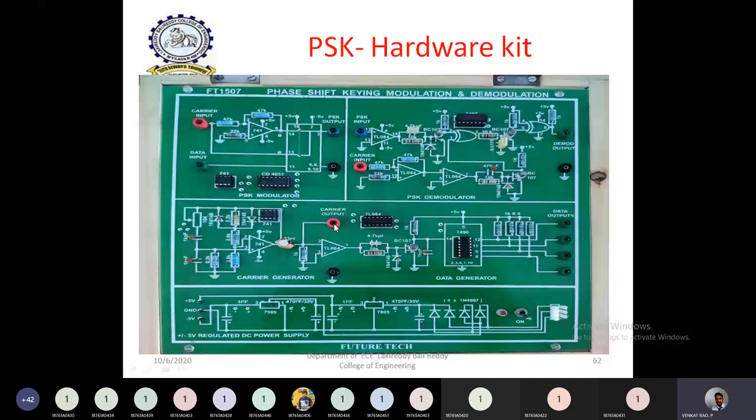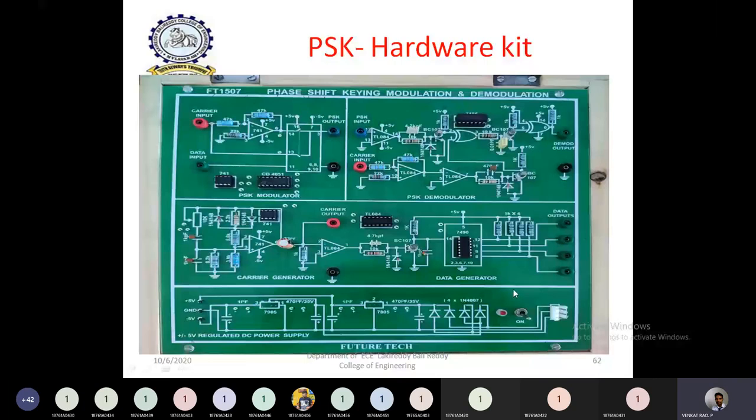If you observe this block, from this signal only, after some modifications with some transistor circuits and ICs, that is the 7890 IC, you can generate the clock pulses also. Sorry, the data inputs also. That's why both come under the same line.